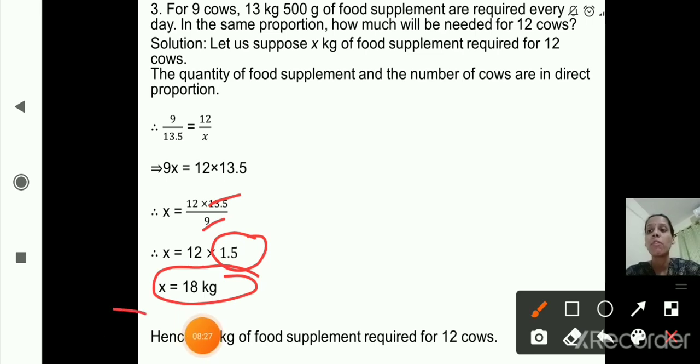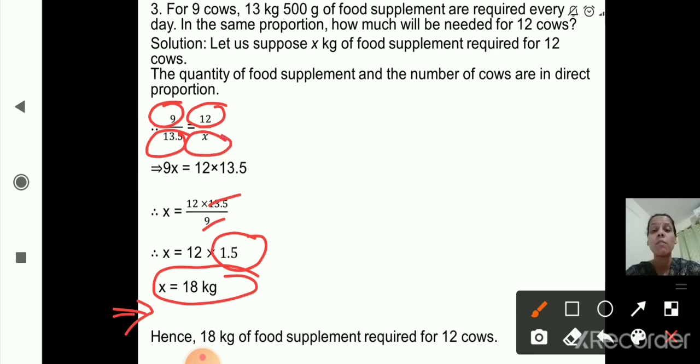In the question, what was given? For 9 cows, the food supplement required is 13 kg 500 gram. So we have to find out for 12 cows, which we consider as x. So we got the equation 9 upon 13.5 is equal to 12 upon x. For 9 cows, 13 kg 500 grams means 13.5. For 12 cows, we consider x. So 12 upon x. After writing this, we will do cross multiplication.